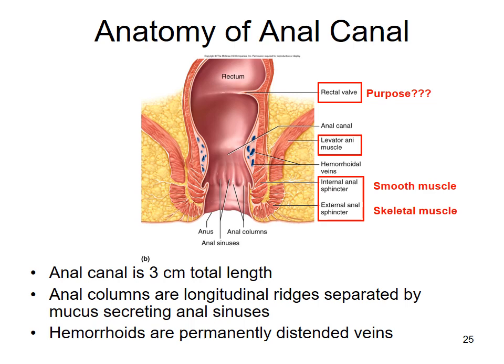Mucus will help lubricate the feces, so it makes it easier to pass it through the anus, the opening of your GI tract. We also have lots of blood vessels, primarily veins, and if those veins become distended, so they move out of their original spot, that is then how you can get hemorrhoids in that particular area.